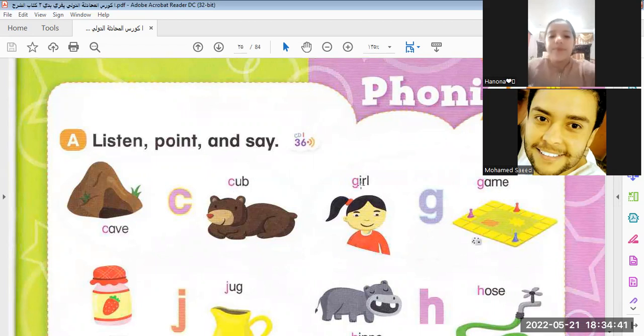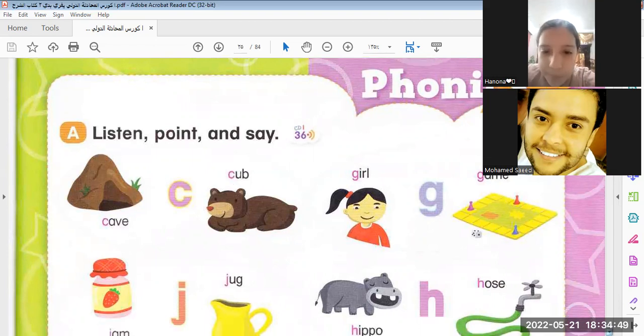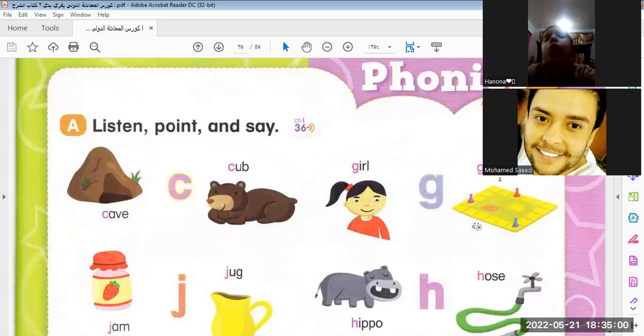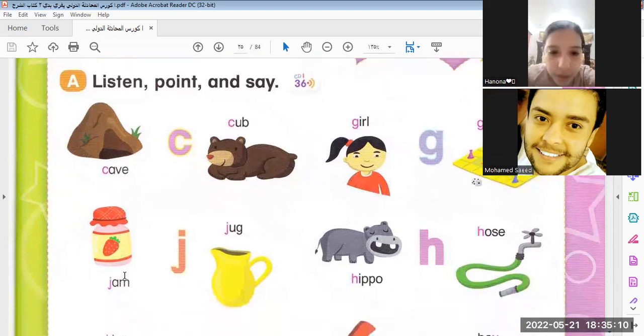Number three? Girl. Amazing. IR makes the sound R. Number four? Game. Long A. What is the key, Hannah, here? Why do I pronounce the letter A in this word? A consonant E makes the sound A. Amazing. The first key of long A.